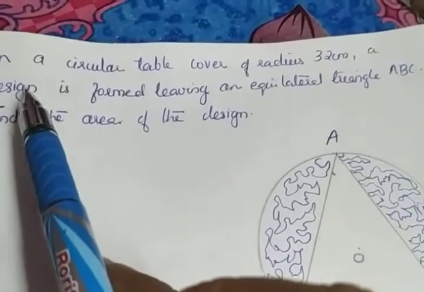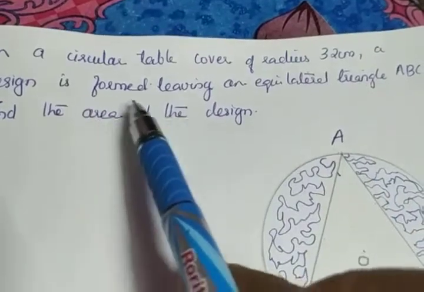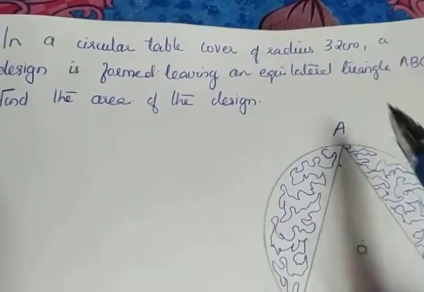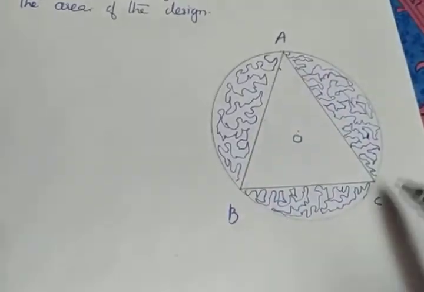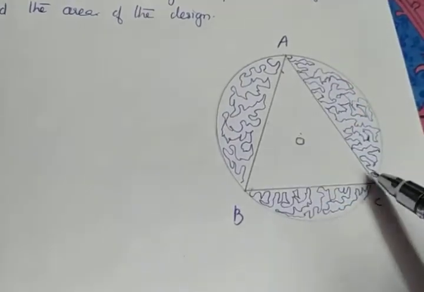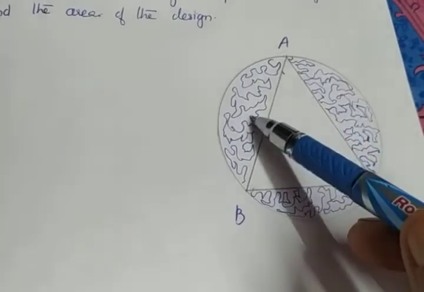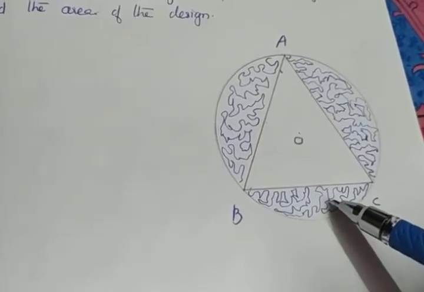So the next question: in a circular table cover of radius 32 cm, a design is formed leaving an equilateral triangle ABC. Find the area of the design. So this is the figure given. There is a circle, its radius is given as 32 cm, and there is a triangle in the middle, and the outer portion of the triangle is designed. Okay, and the question is to find the area of the design.